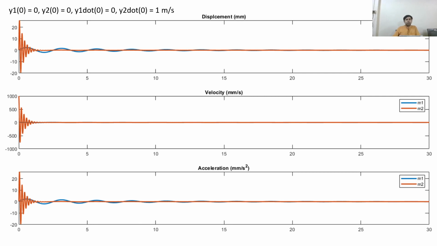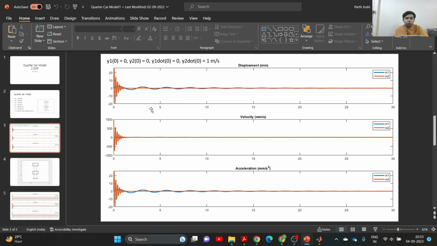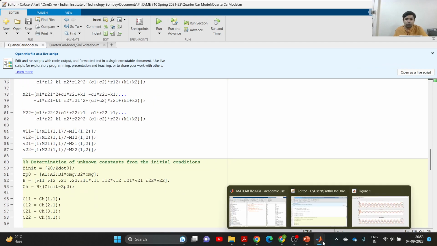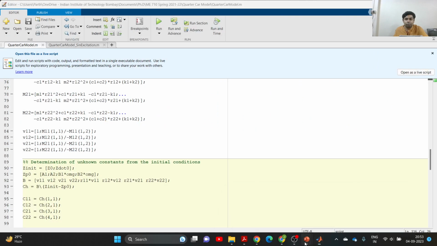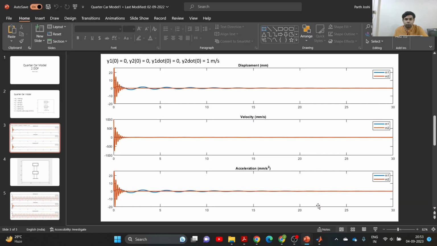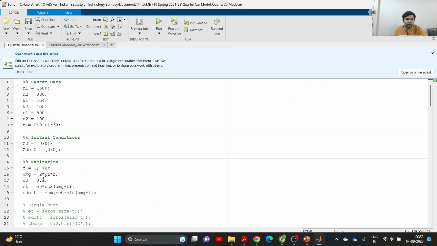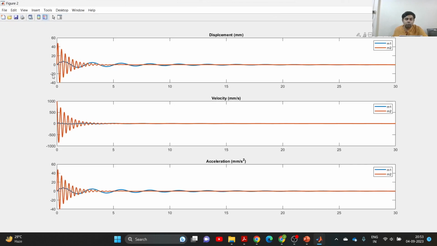We can also similarly represent our plot by assuming an initial condition. Let us say we assume that there is no excitation and we apply some initial condition of velocity, so then we are able to replicate this response.